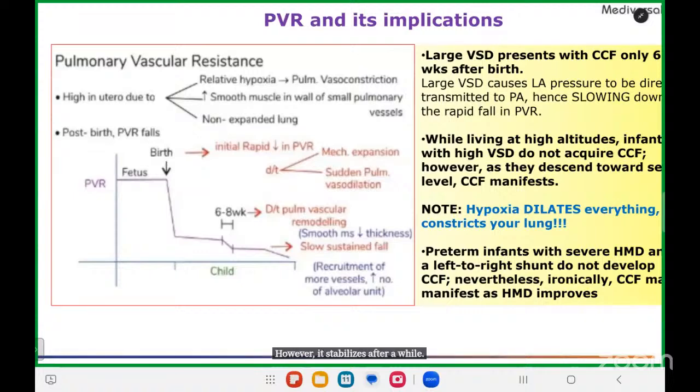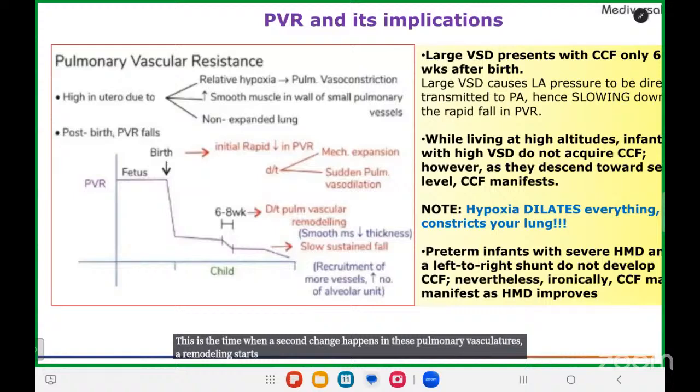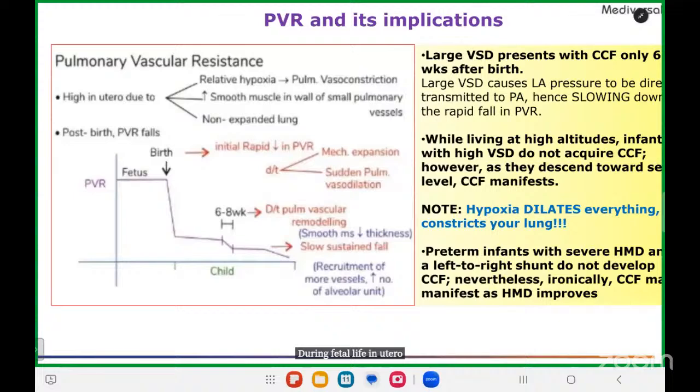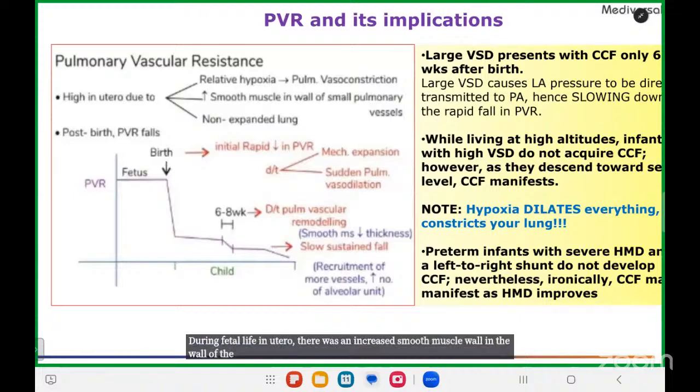Around 6 to 8 weeks, this is the time when a second change happens in these pulmonary vasculatures. A remodeling starts happening. What is this remodeling? If you quickly look through, during fetal life in utero, there was an increased smooth muscle wall in the wall of the pulmonary vessels.